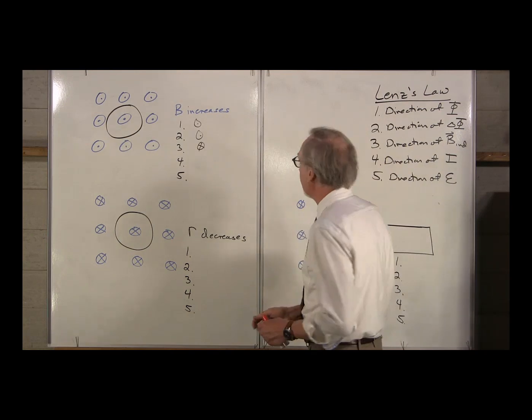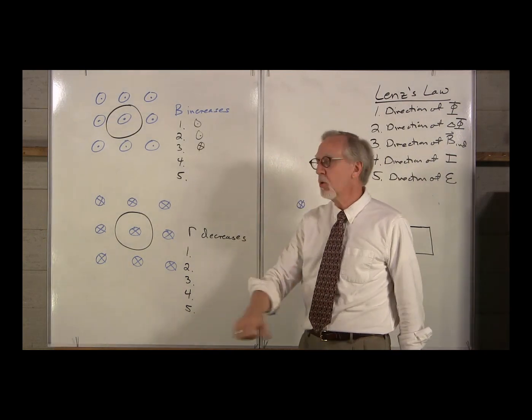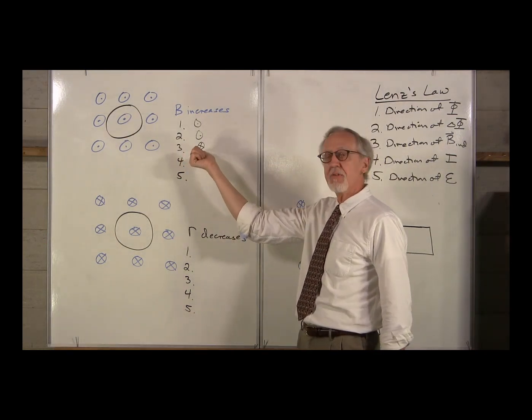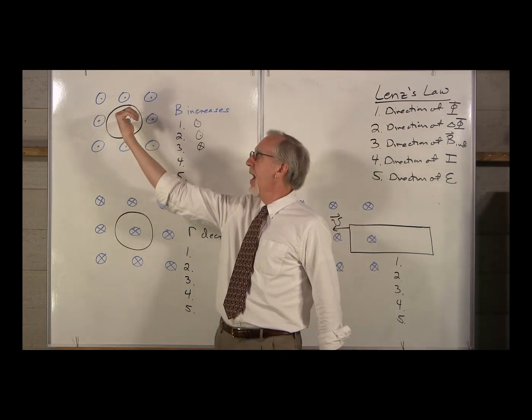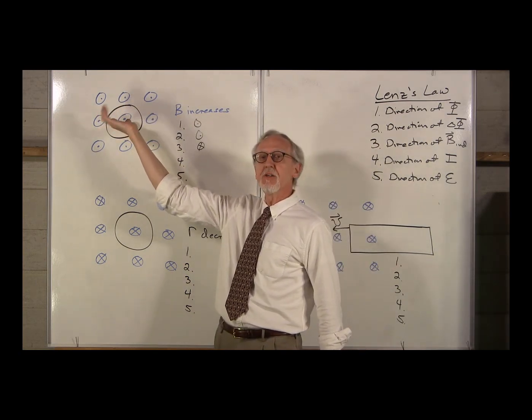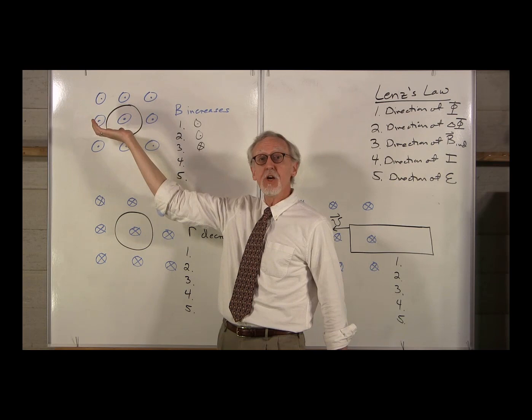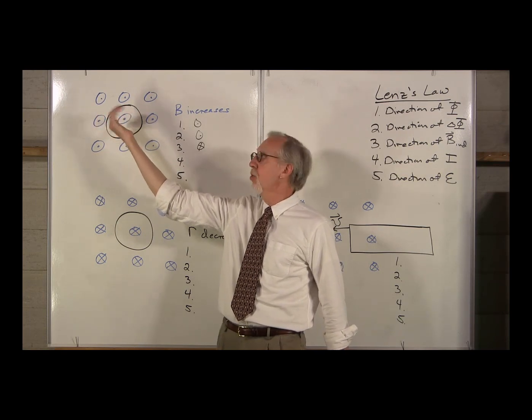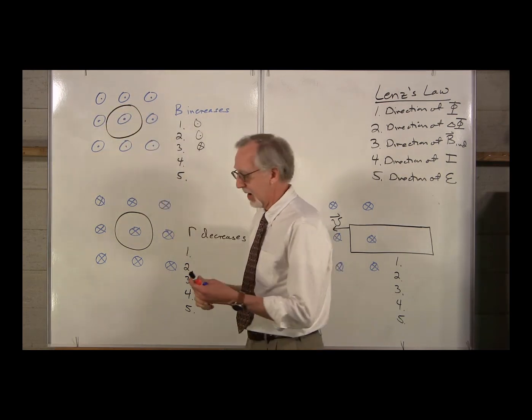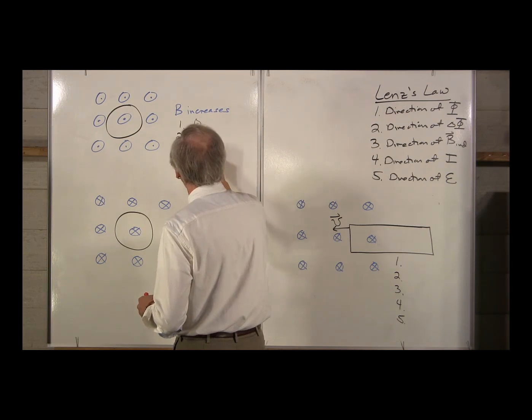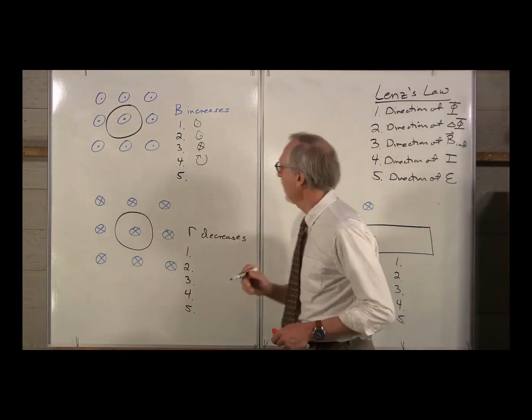What's the direction of the induced current? We use the right-hand rule. Point our thumb in the direction of the induced magnetic field. Our fingers then point in the direction of the induced current. The current goes around the loop, and in this case, clockwise.